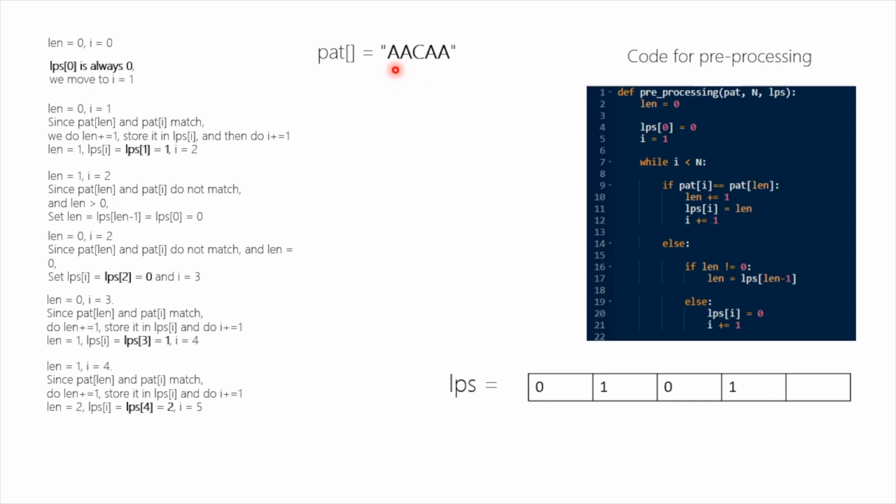If we do the same using prefix and suffix, we'll see that AACAA has the proper prefixes as empty string, A, AA, AAC and AACA. The proper suffixes being A, empty string, A, AA, CAA, and ACAA. Here the longest common proper prefix and suffix is AA, which has length 2. So LPS at index 4 is 2. With this, we have completed the LPS array.